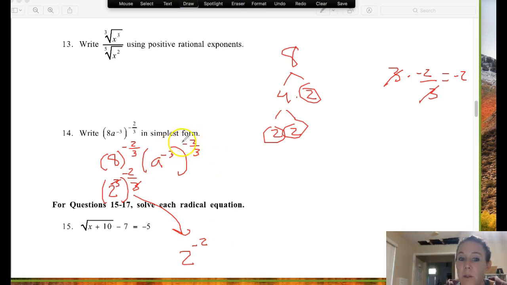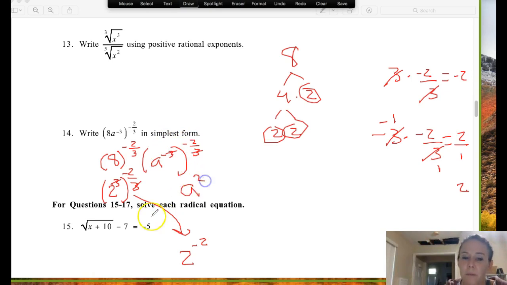Now this, a power to a power is a multiply problem, so this is negative 3 times negative 2/3. And you can put this over 1 if you want, but the 3 and the 3 cancel, and that leaves me with negative 1 and 1 on bottom, if you want to think of it like that. Negative 1 times negative 2 is just positive 2 over 1, which is just 2. So when I multiply this, the 3 and the 3 cancel, and the negative times the negative makes a positive 2, and I end up with a squared. So what I have here is, let's write it down here, 2 to the negative 2 times a squared.